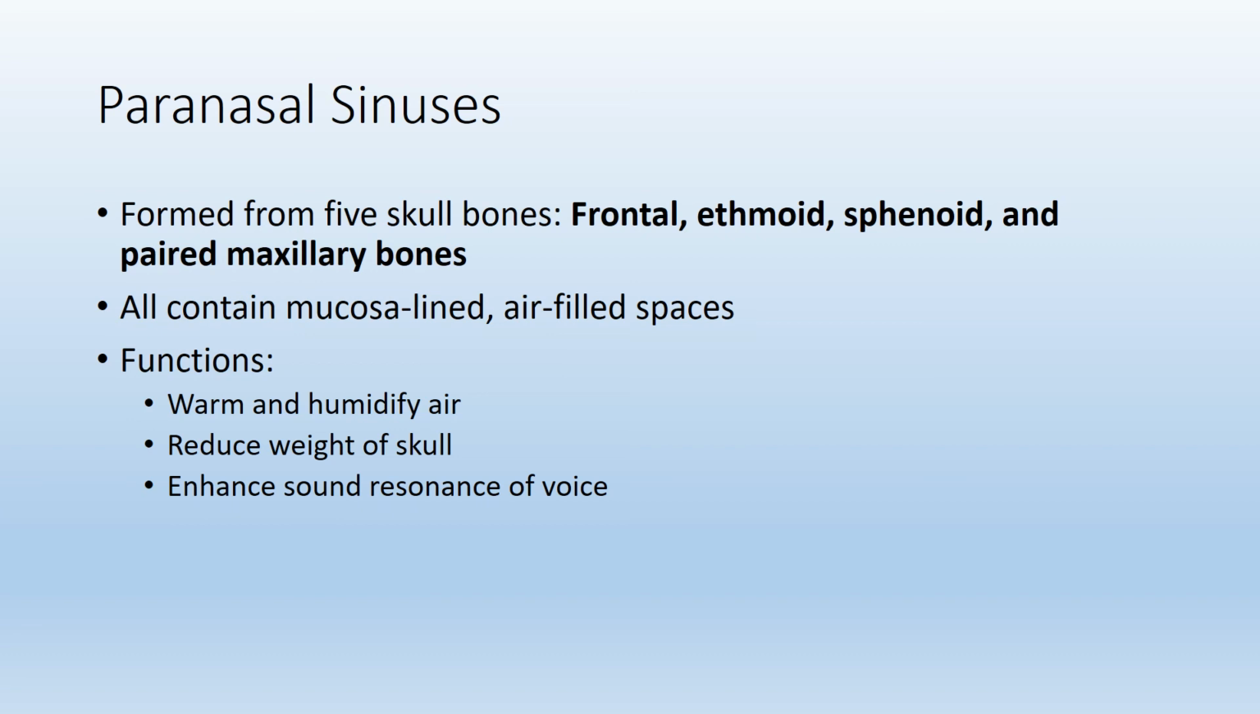Now we'll focus on paranasal sinuses for the last couple of slides in this lecture. You may have heard me mention them earlier, but overall there are 5 skull bones that contain a paranasal sinus: the frontal bone, the ethmoid bone, the sphenoid bone, and the left and right maxillary bones.